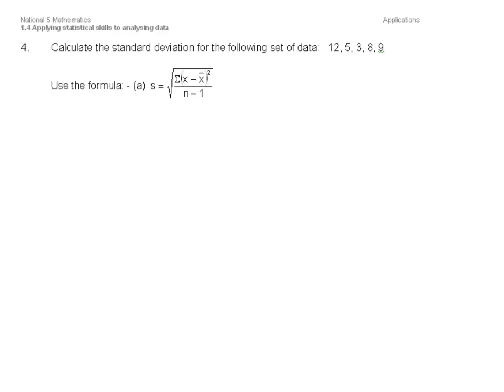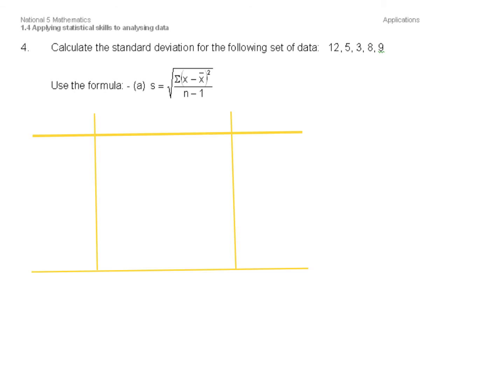Okay, so here we have our first question where we're being asked to calculate the standard deviation. So we have our 5 values at the top here, and we've got this lovely formula which we're not going to panic about.